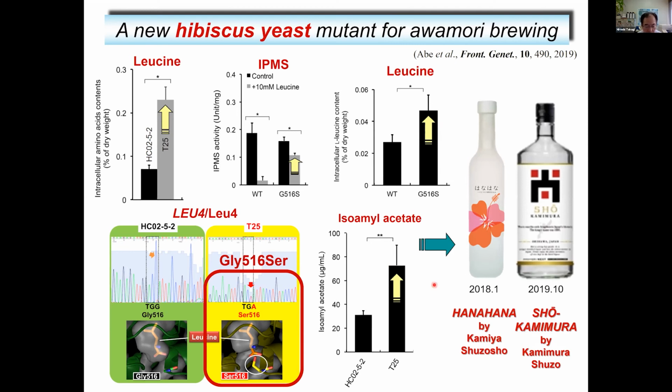I think such a combinational approach to yeast isolation, with whole genome analysis and metabolism-focused breeding, has the potential to vary the quality of alcoholic beverages, not only awamori, but also sake, beer and wine.